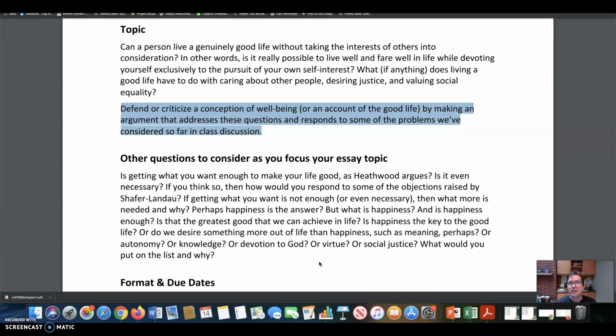Virtue, things like courage, justice, wisdom, temperance: are these qualities of character that are needed in order for a life to go well, or is happiness enough? Justice, social justice, tying in to what I was suggesting earlier. Is that required for a life to go well in some sense? So what would you put on the list and why?